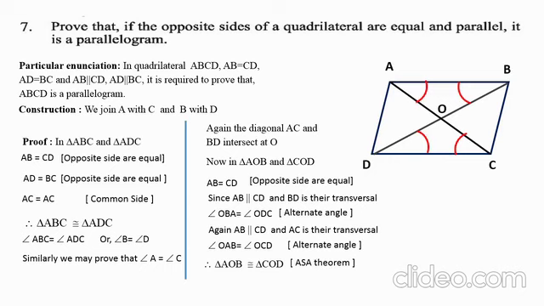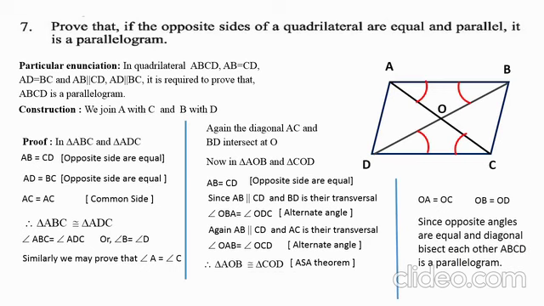By the ASA theorem. That is, in the first case we get that the opposite angles are equal, and now, as triangle AOB and triangle COD are congruent, we may say OA equals OC and OB equals OD, that is, the diagonals bisect each other. Since opposite angles are equal and the diagonals bisect each other, ABCD is a parallelogram. Proved.